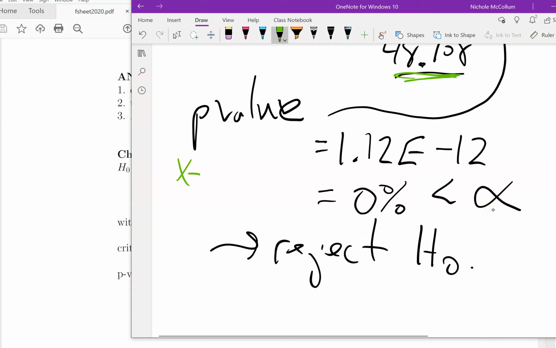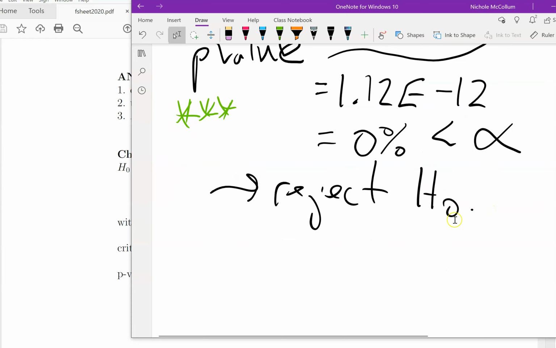Again, this would be called a triple star significant result. Triple star significant ties into the fact that you're under 1%. Triple star significant means 1%. Two-star significant would be 5%. One-star significant would be 10%. This result is clearly triple star significant. So I reject H naught again.